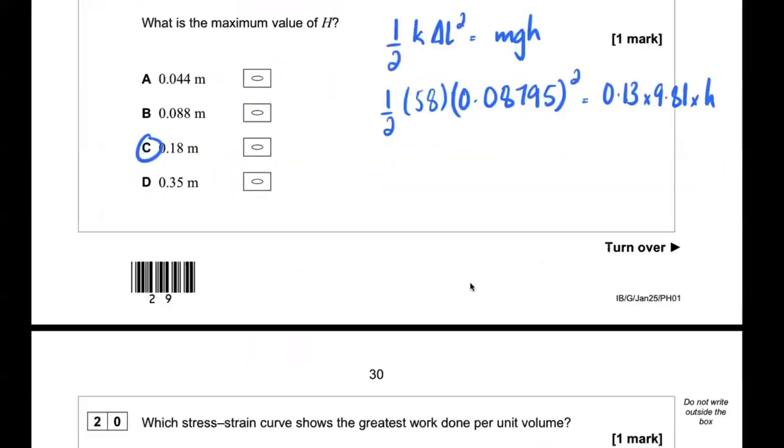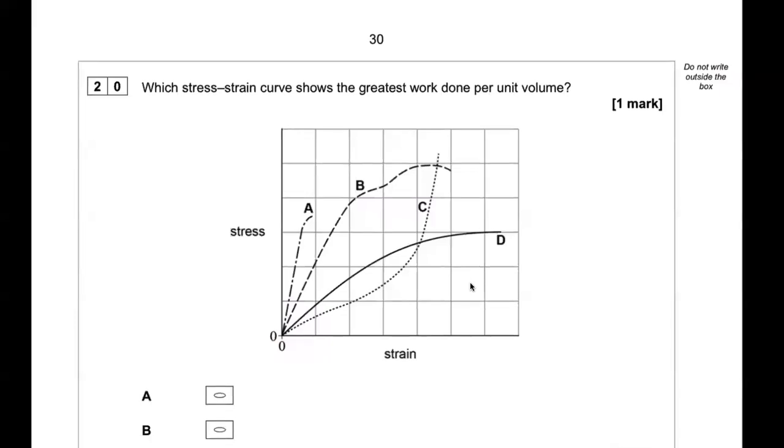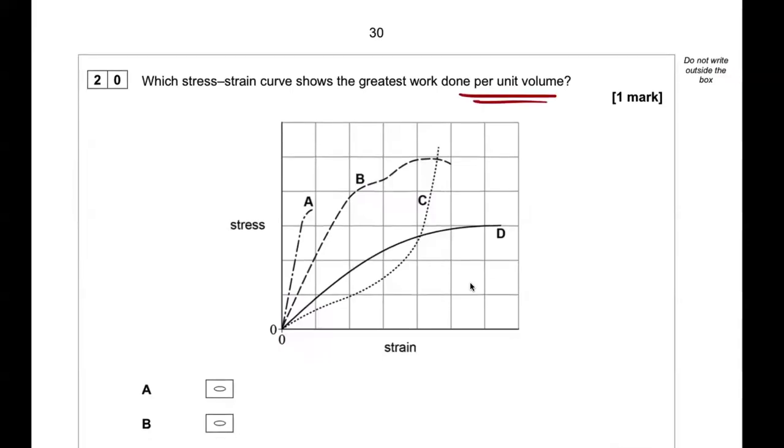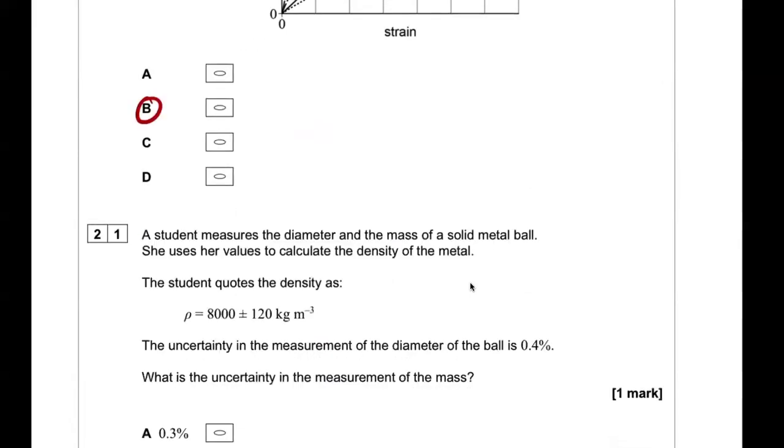So this was a really challenging MCQ as well. Which stress strain curve shows the greatest work done per unit volume? So work done per unit volume is the area under a stress strain curve, which looks like the most for B, right? So it's going to be B in this case. So that has the most boxes underneath.